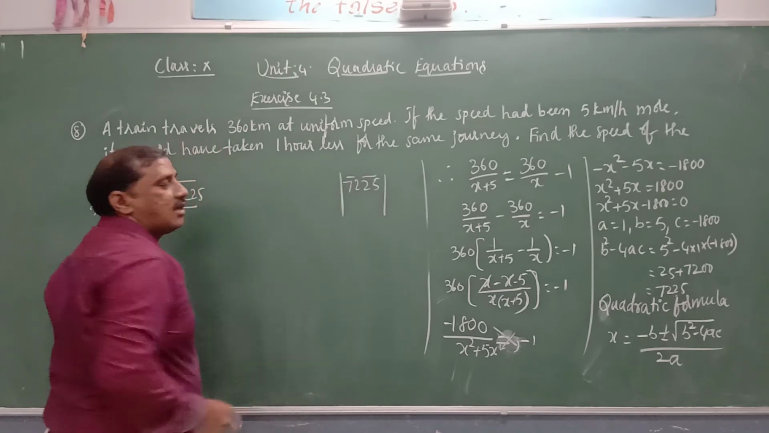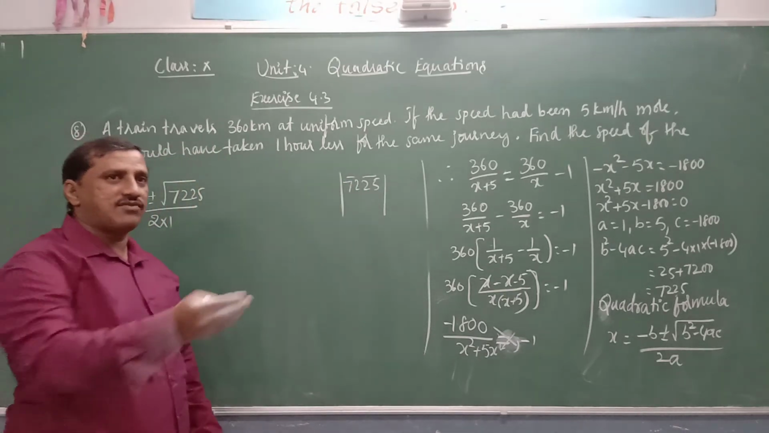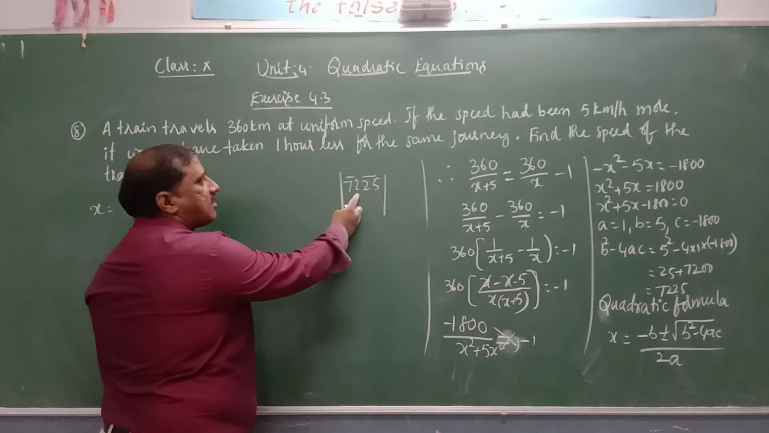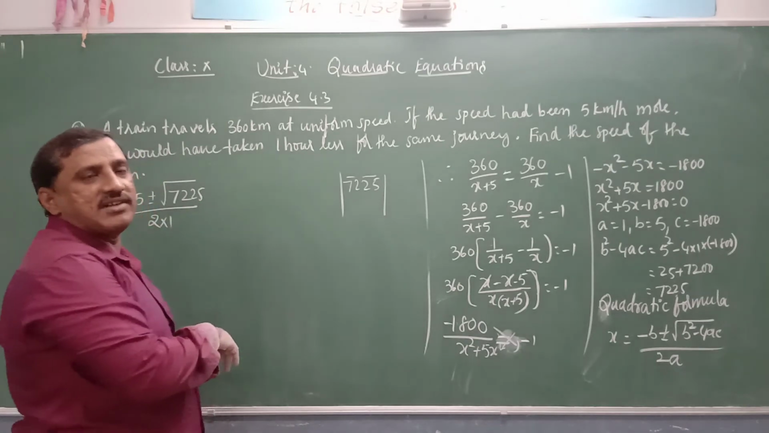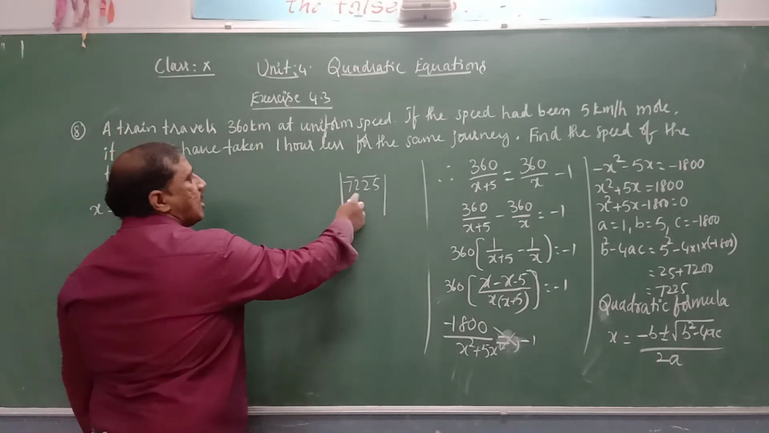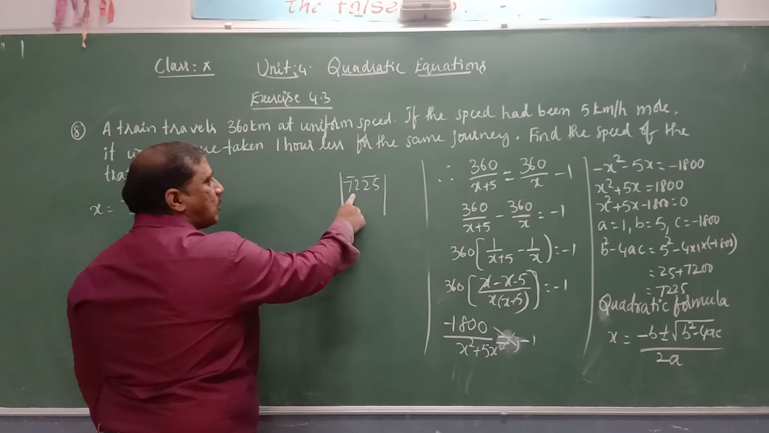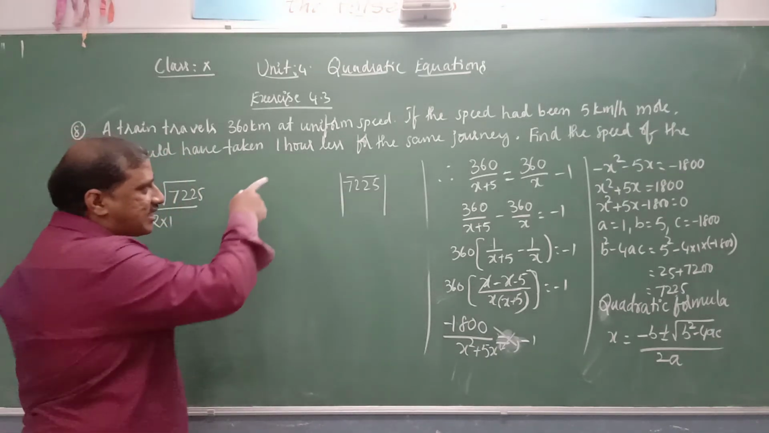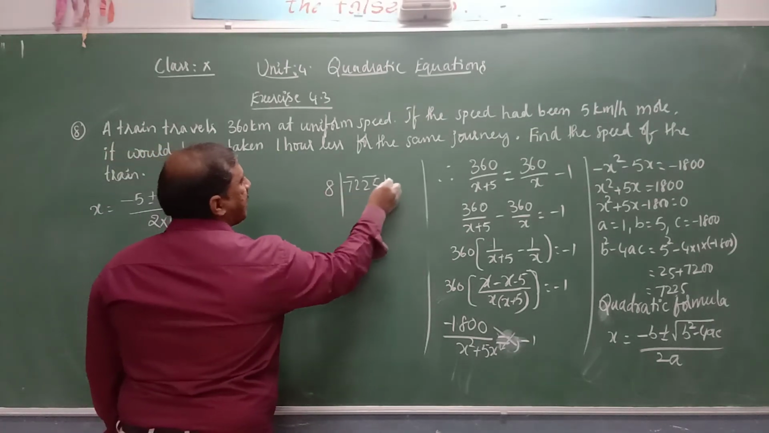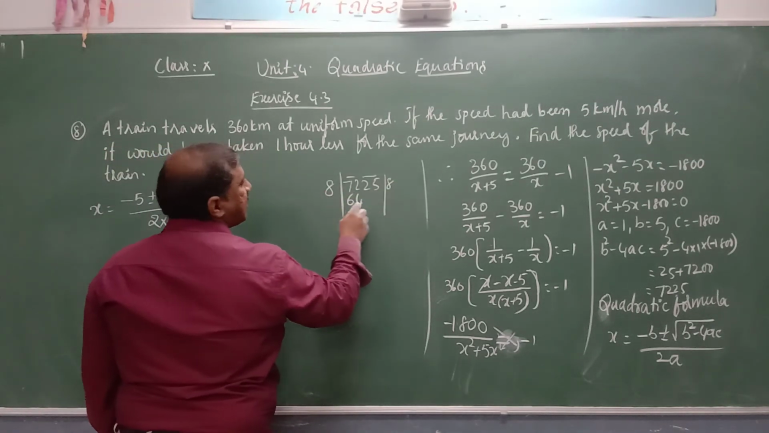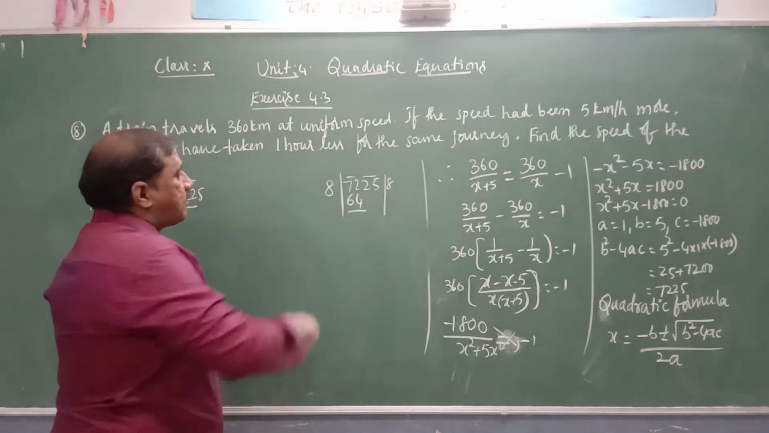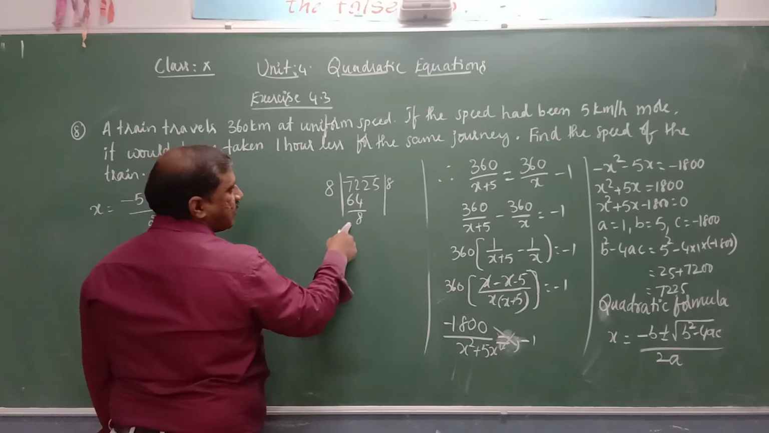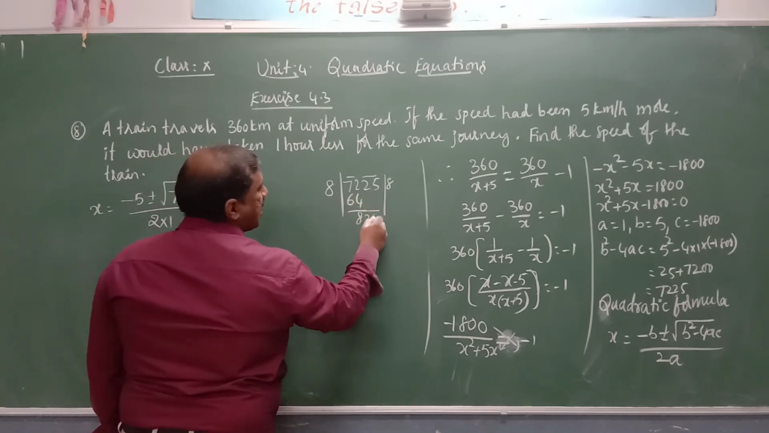Keep the bar over the first two digits, and the next two digits from the right side. Then identify the nearest perfect square to the leftmost number under the bar, that is 72. The nearest perfect square to 72: 8 8s are 64, 9 9s are 81. 81 is greater than 72, therefore 8 8s are 64. Subtract 72 minus 64, it is 8. Then bring down the next two digits, 25, to get 825.